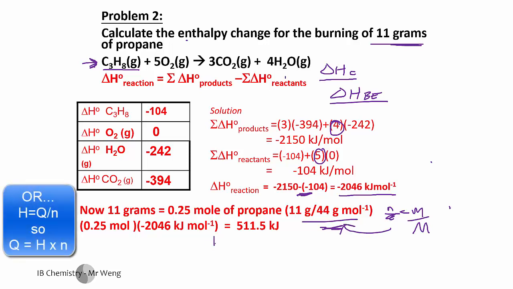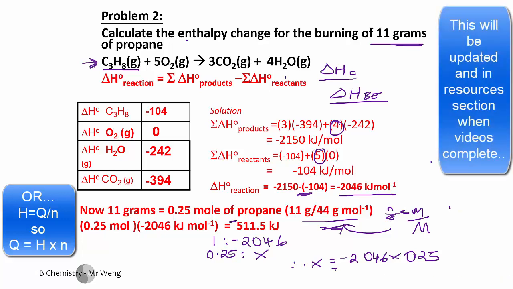So 1 mole is to minus 2046 joules, so 0.25 is to x, therefore x equals minus 2046 times 0.25, and don't forget the minus there, which I have there in the PowerPoint. All right, and that should give you -511.5 kilojoules.